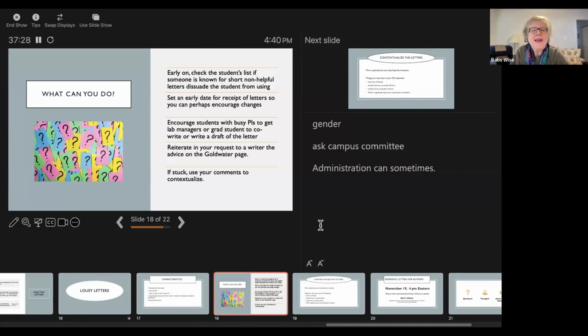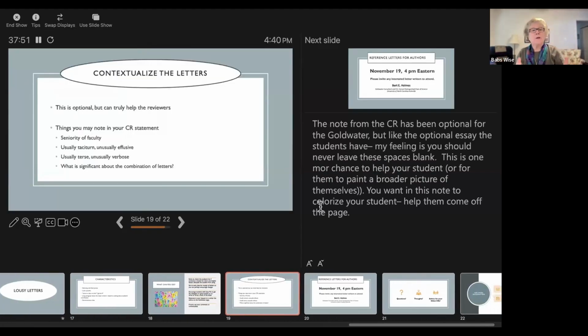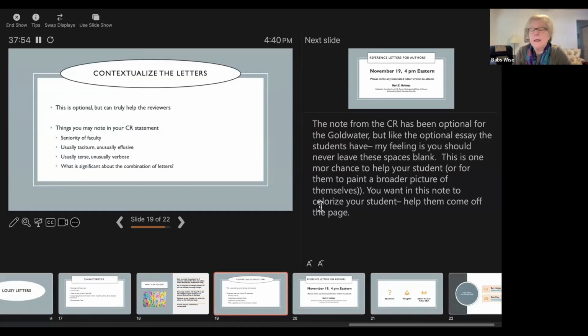Okay. And then if there's no changing the letter, as several of the reviewers have said, use your comments to contextualize the letter, okay? Tell them, this guy writes a short letter or whatever, and, this is so great. So when you contextualize the letters, again, it's optional to write that statement, although I believe that it's actually not optional, but that was my approach.